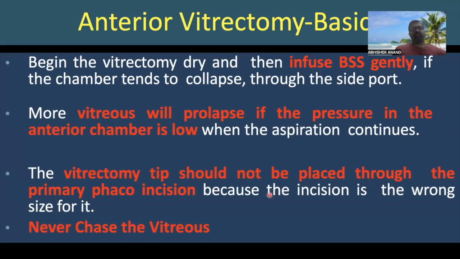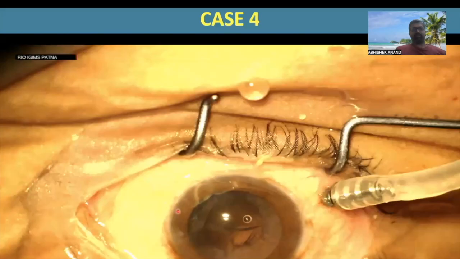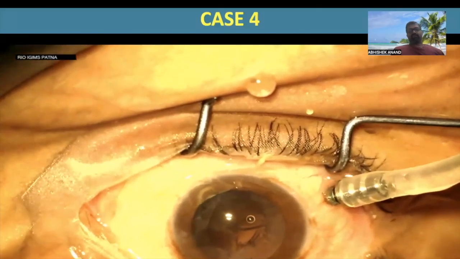because the incision is the wrong size for it. And you should never chase the vitreous. Vitreous is a gel and it will automatically come into the vitrectomy tip. Let's see it with another example.